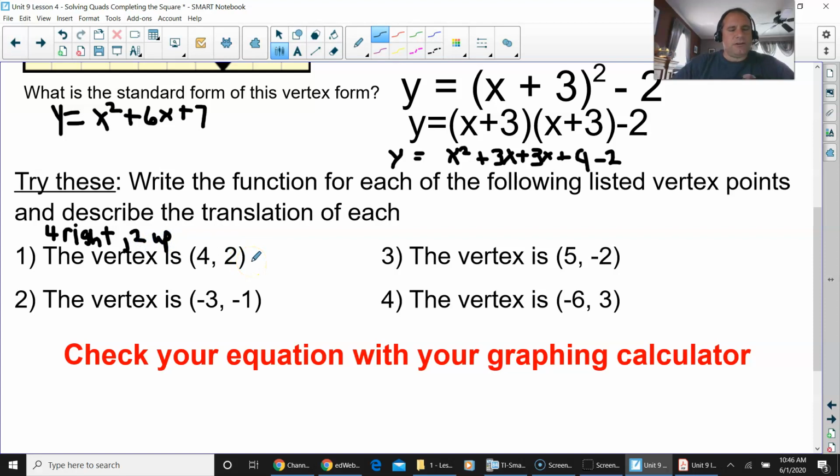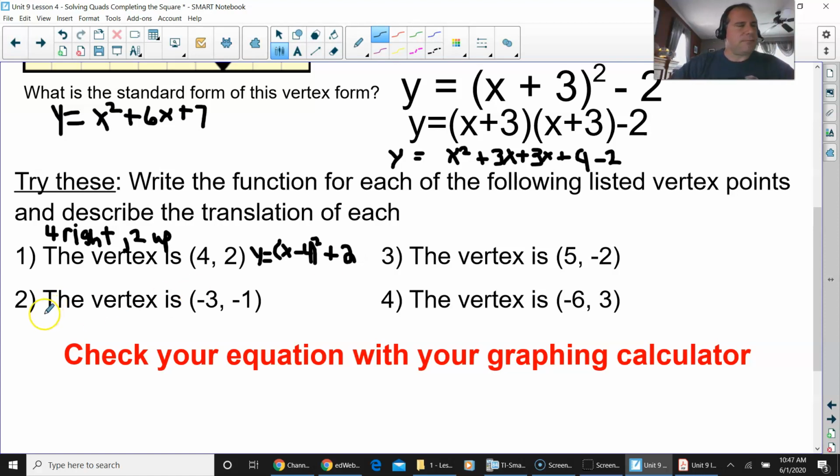Right? So if it's 4 to the right and 2 up, you're going to put y equals x minus 4, squared, and then up 2, plus 2. That's all they want you to do. Right? Think about it. Just take where that vertex is. That's at 4, 2. So that means it's 4 to the right and 2 up.